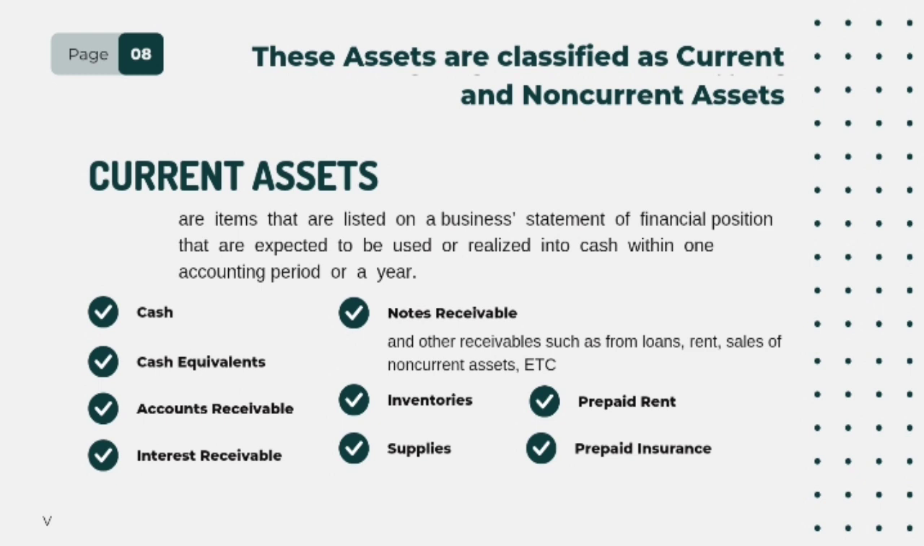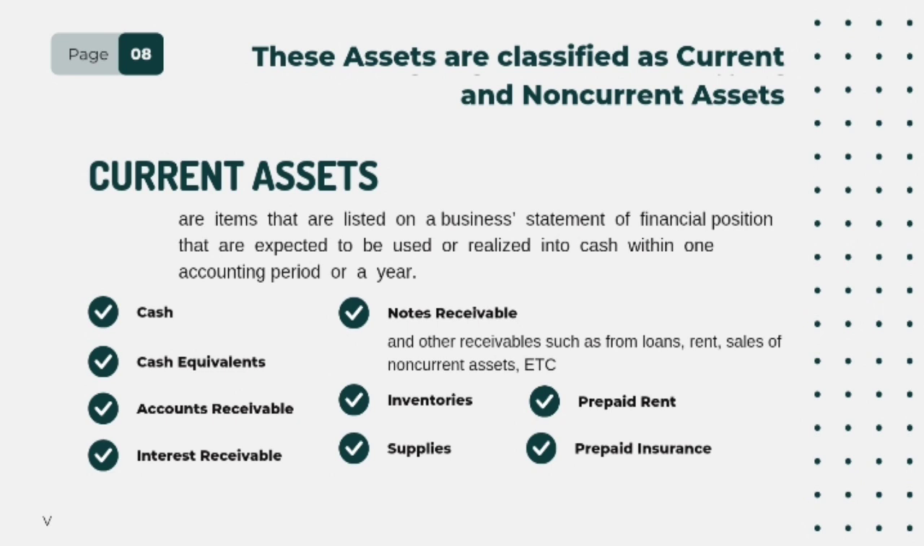First, what are current assets? Current assets are items that are listed on a business statement of financial position that are expected to be used or realized into cash within one accounting period or a year. Ibig sabihin, ang current assets ay pwedeng masold or makonsume sa loob ng isang taon or tinatawag nating fiscal year.